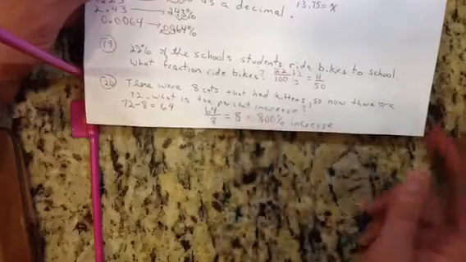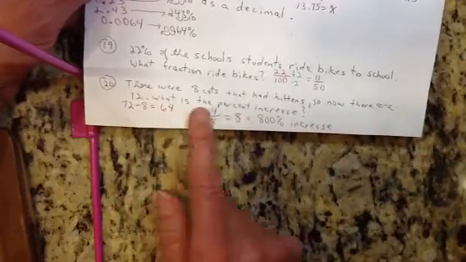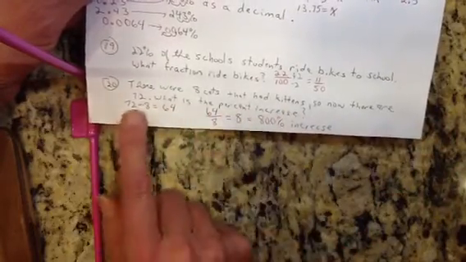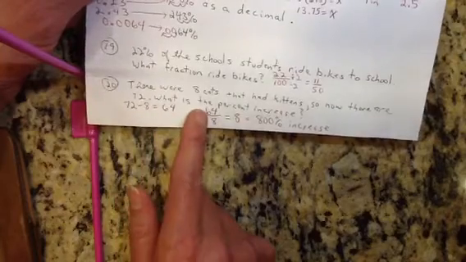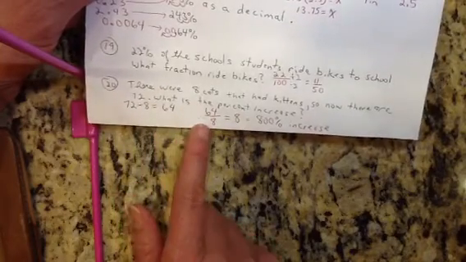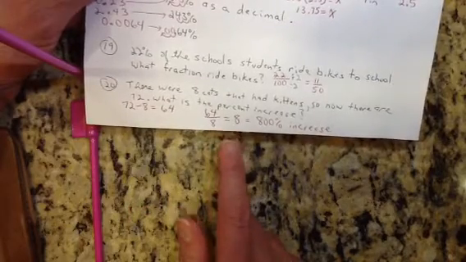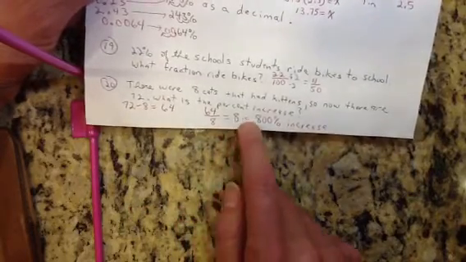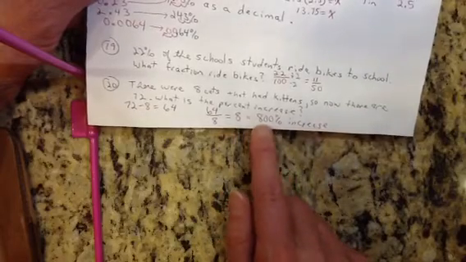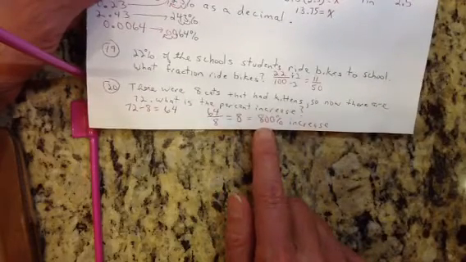Okay, there's 8 cats that had kittens, so now there are 72. What's the percent increase? So first find your difference. Put the change amount over the original number of cats. I get 8. Well, remember you have to change it to a percent, so move it 2 spaces to the right to change to a percent. It's 800% increase. Those cats really multiplied.